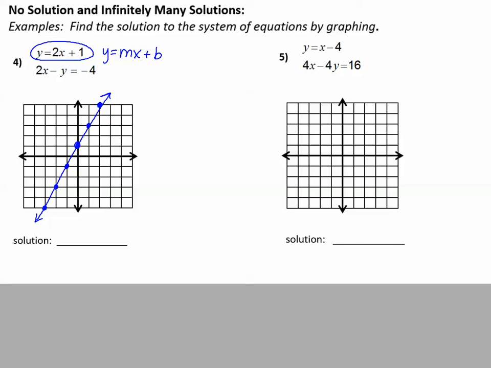Now the other equation, which is in standard form, we'll use our intercepts. 2x equals -4. Divide by 2, x equals -2. So on the x-axis, -2. Negative y equals -4. So y equals positive 4 when we divide by -1. So on the y-axis, positive 4. And then we'll graph this.